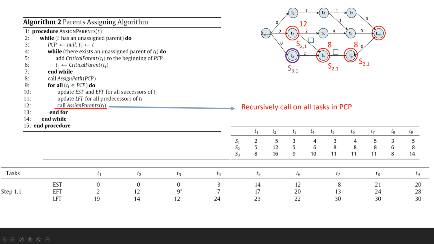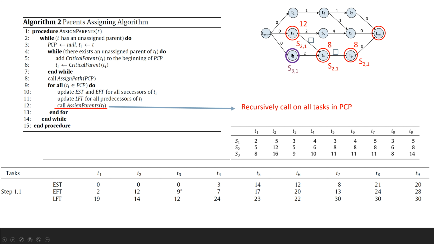And after we update all the successors and predecessors of the tasks on this critical path, we will recursively call the assign parents. So now you can see the parent of all the tasks in this critical path is only T3, which is a T6 parent. So we will call the assign parents on these nodes. So basically, we'll do this again.